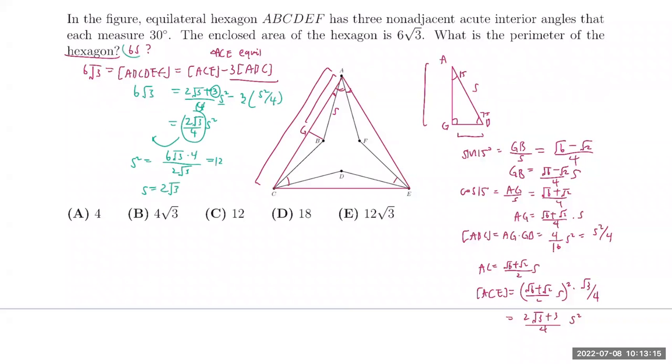And since we want 6S for the perimeter of the hexagon, that is 6 times 2√3, which leaves us at 12√3 as the perimeter. And that is answer choice E.